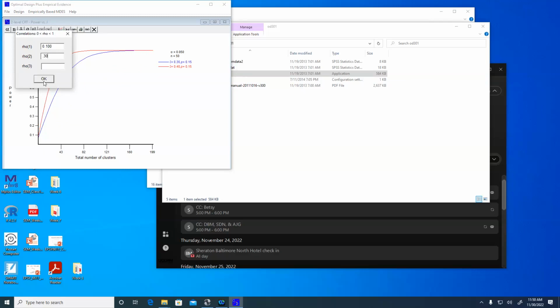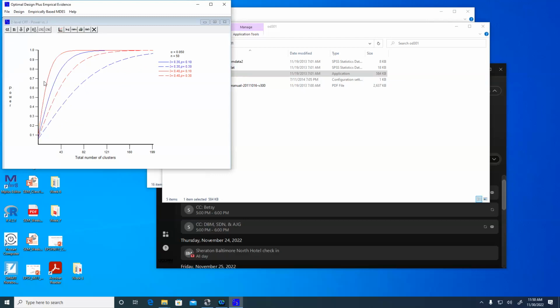I get a 0.3 in there? Yeah, there we go. So again, it's going to remind you what you've got: 50 people per cluster, and I've got an effect size. The blues are effect sizes of 0.3. The reds are effect sizes of 0.4. So you can see I've got a lot more power with an effect size of 0.4.